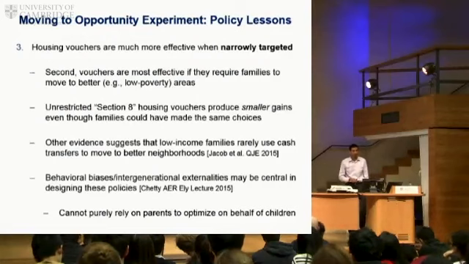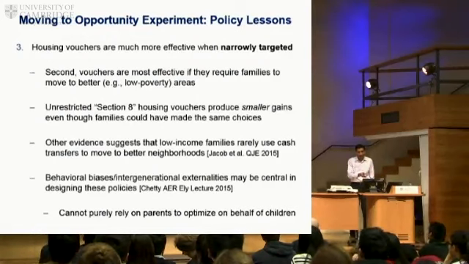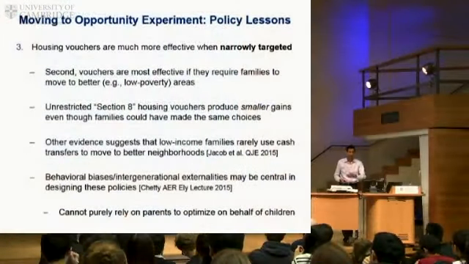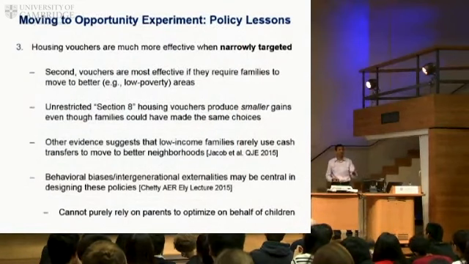A second implication, which is a little bit more subtle and I think more important in some ways, is that the vouchers seem most effective if they require families to move to better, that is, lower poverty areas. So you'll notice that in all of the results I showed you, the unrestricted Section 8 vouchers, that is the bars in the middle, were always producing smaller gains than the experimental voucher, even though the families could have made exactly the same choices that the families in the experimental voucher group had to make.